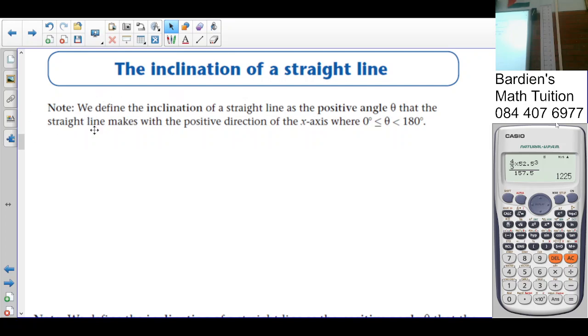So a note, we define the inclination of a straight line as the positive angle theta that the straight line makes with the positive direction of the x-axis, where theta is greater than or equal to 0 and less than or equal to 180. Make that note quickly in your books. The inclination of a straight line, below that you write the following note.